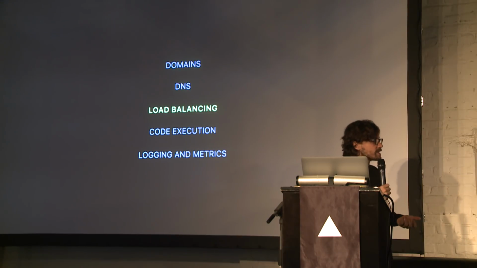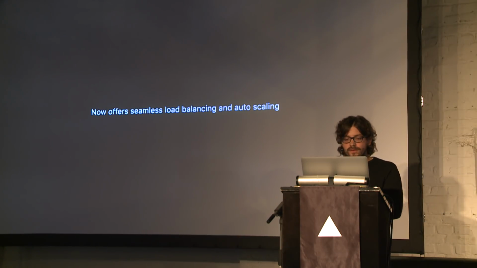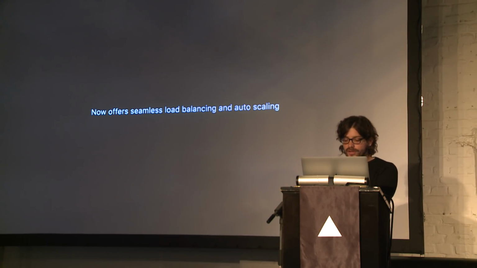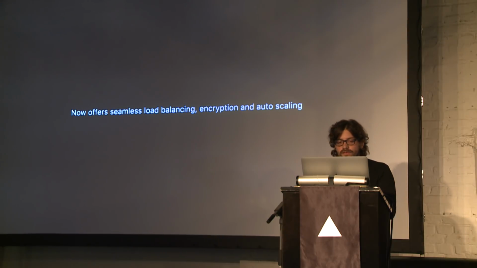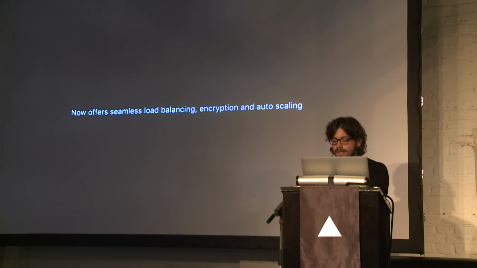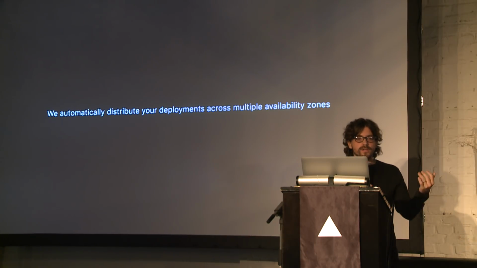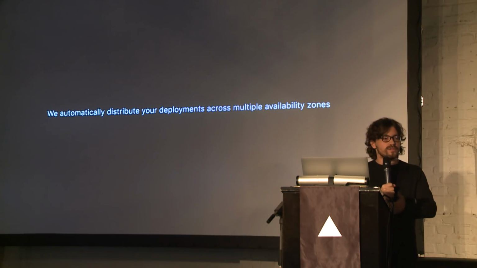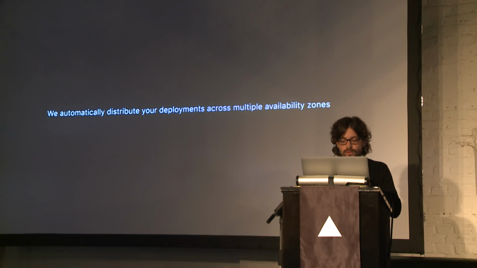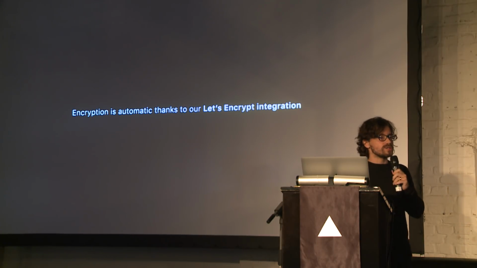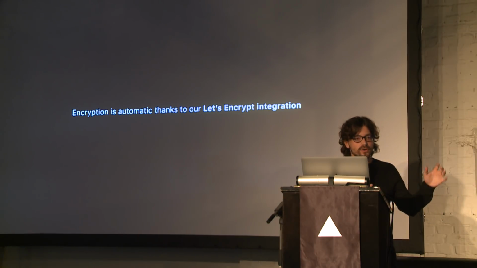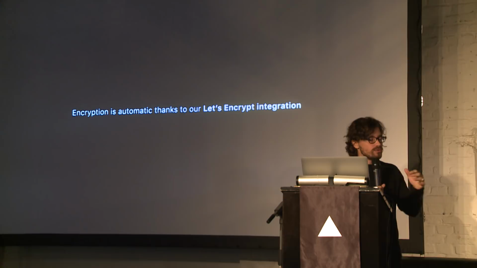After DNS comes the load balancing layer, which involves, obviously, routing requests and routing users around all the different availability zones. So now offers this out-of-the-box load balancing, encryption, and auto-scaling on this layer. So for example, when you deploy and we scale your deployments, we distribute them across different physical availability zones, so that if one went down, you wouldn't have to worry about it. Encryption is automatic as well, so when you run now alias, we produce certificates on your behalf so that you don't have to terminate SSL directly inside your deployments.